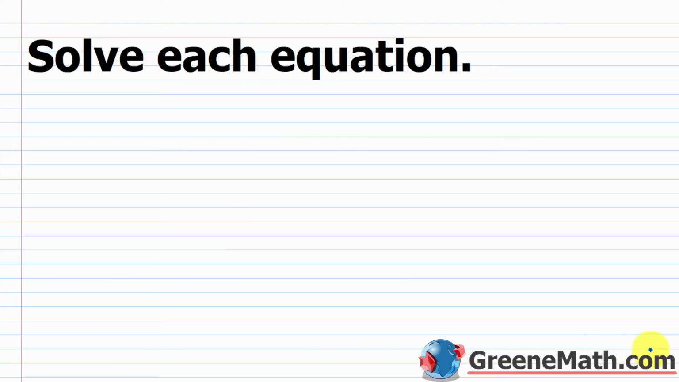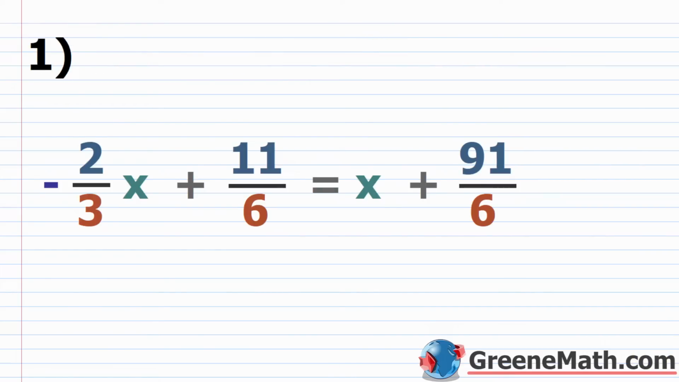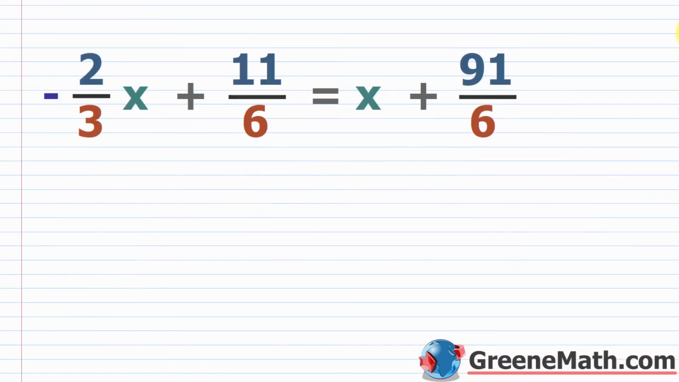All right, let's take a look at our practice test. We're told to solve each equation. And let's take a look at problem number 1. So this guy has negative 2/3 x plus 11/6. This is set equal to x plus 91/6.